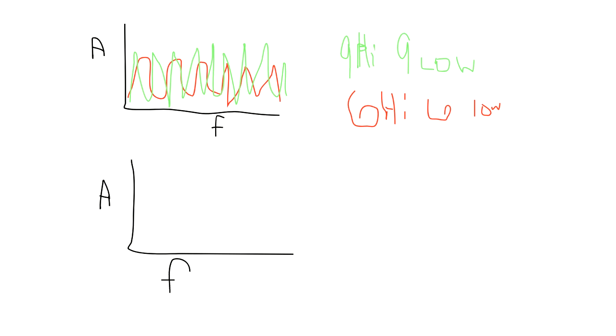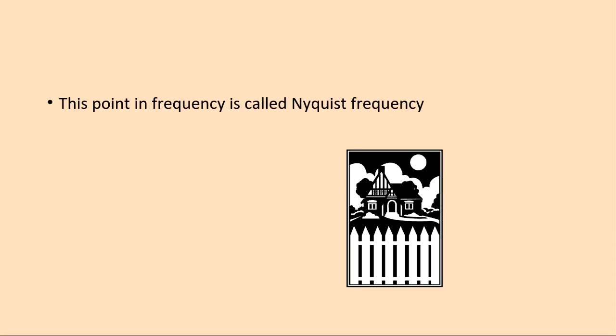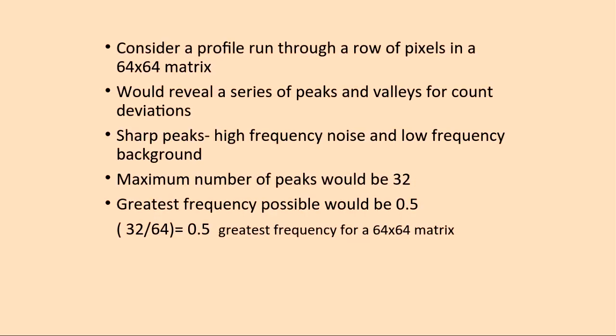And here we are at the end. So the Nyquist frequency is basically just that we have half as many highs as we have our total, and half as many lows as we have for our total.